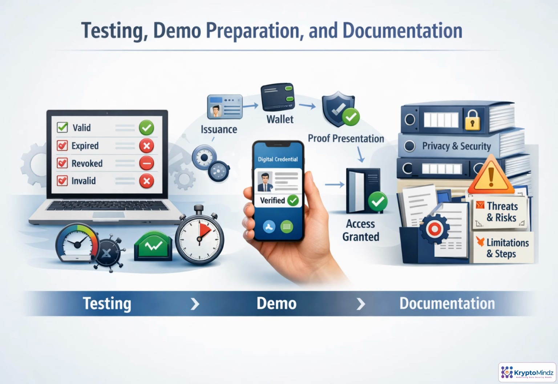A strong capstone needs more than a happy path demo. Test the full behavior: valid credentials, invalid signatures, expired or revoked credentials, replay attempts, and wrong issuers. Measure what users will feel, including proof generation time, verification latency, and completion time. Then prepare a clean demo script from issuance to access decision, and document privacy guarantees, threat assumptions, limitations, and hardening steps.